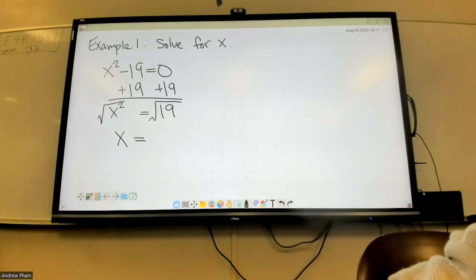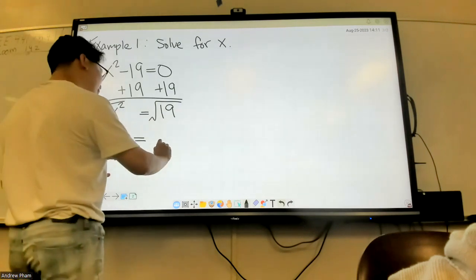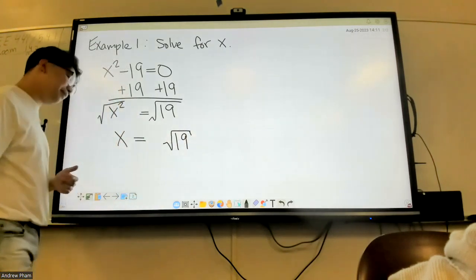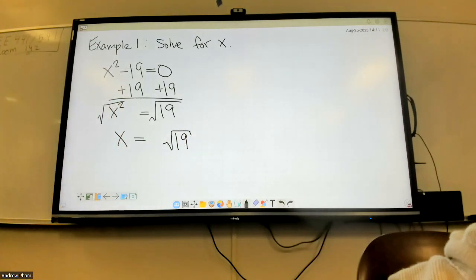On the right side, there's a couple of parts I want to mention about this. First off, square root of 19, that's not a clean number. That's not like square root of 4 or square root of 16. In fact, 19 is a prime number. I can't really break it down any type of way. So I'm actually going to leave it as a square root of 19. So far I have x is equal to the square root of 19.